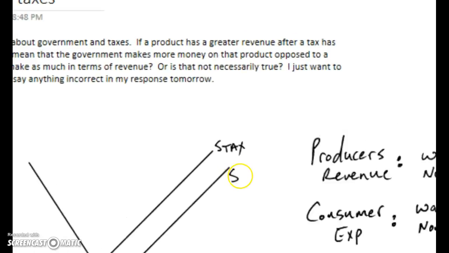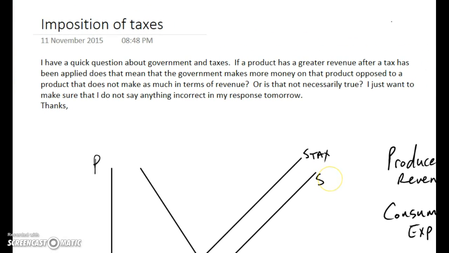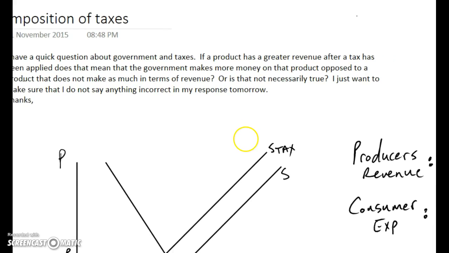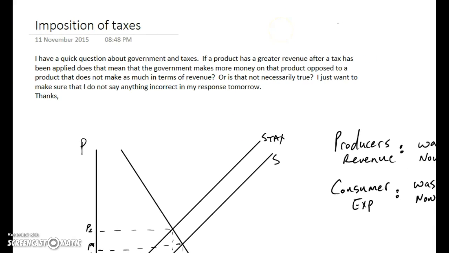You ask a really interesting question here. I think what you're getting at, so there's a bit of an error in what you say, so let's point that out real quickly. So you say if a product has a greater revenue after a tax. Well, it depends what we mean by revenue.